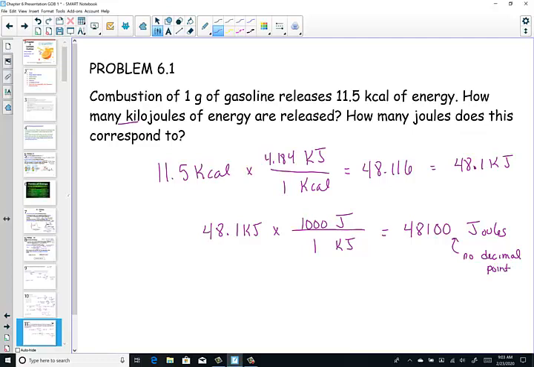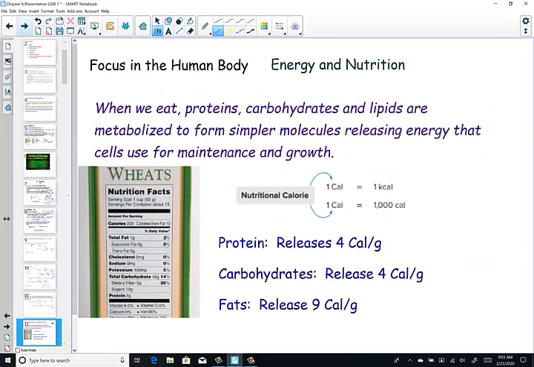How are you doing? These aren't bad at all, especially after coming off of stoichiometry. I'm sure these are nice. Now, where can we apply this? And we'd like to talk a little bit about energy and nutrition at this point, kind of bringing in an application of these units called calories and joules.